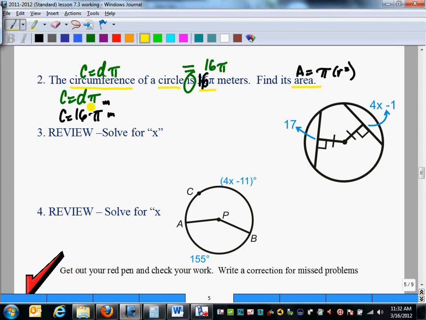Look really carefully. Quickly tell each other, what's the diameter here? 16 pi. No, what's the diameter? Circle the D and circle 16, please. It's really important you see this. D equals 16. Raise your hand if you know right now why. Why is D 16?